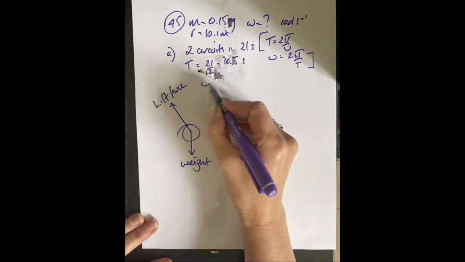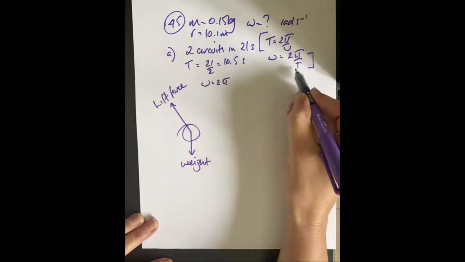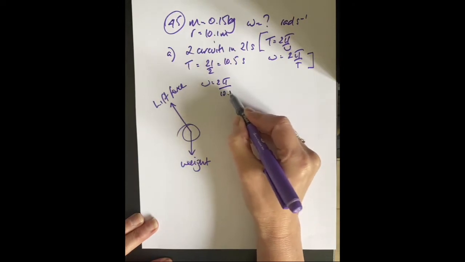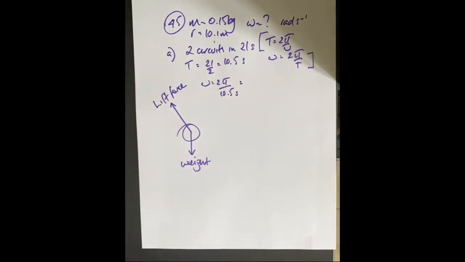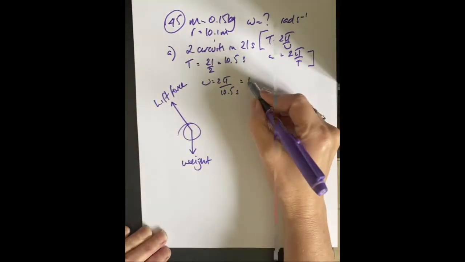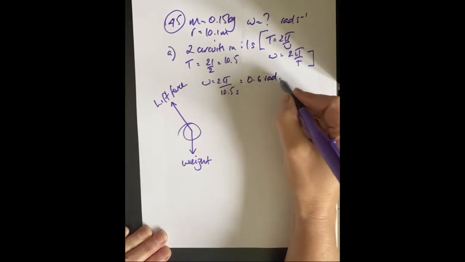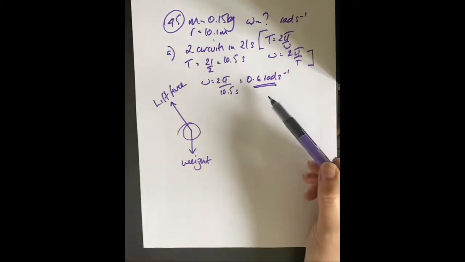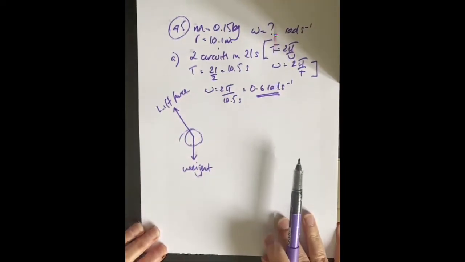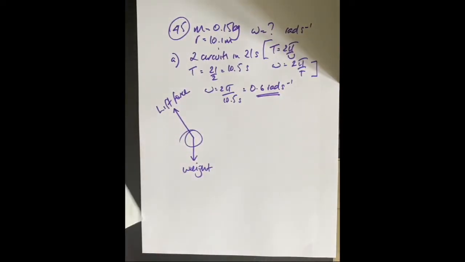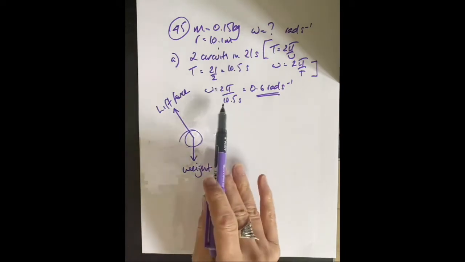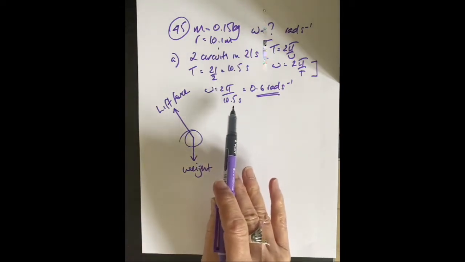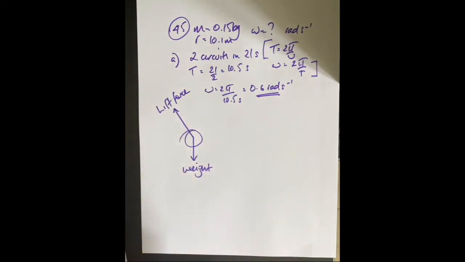And then we can use omega is 2 pi over 10.5 seconds, and that comes out at 0.6 radians per second. Okay, people keep going wrong with these. Part B. So make sure. I think I might give you a few more of those to practice.